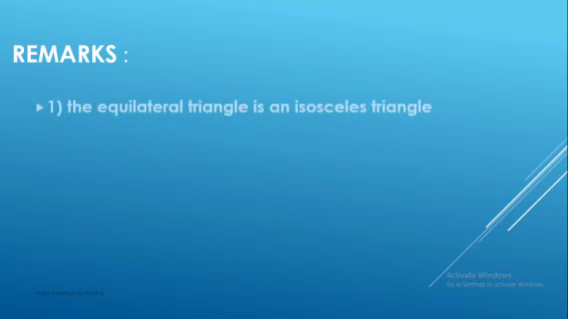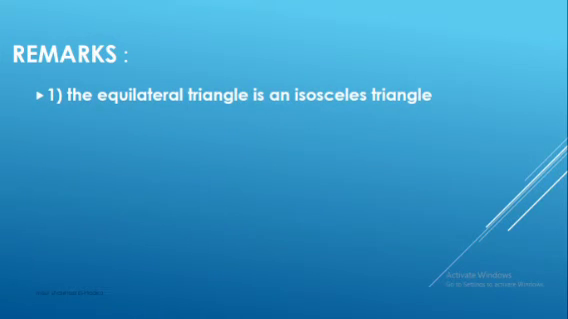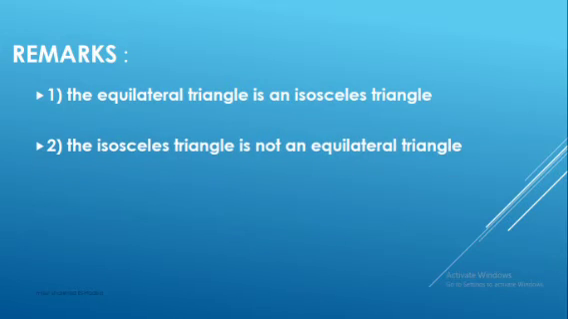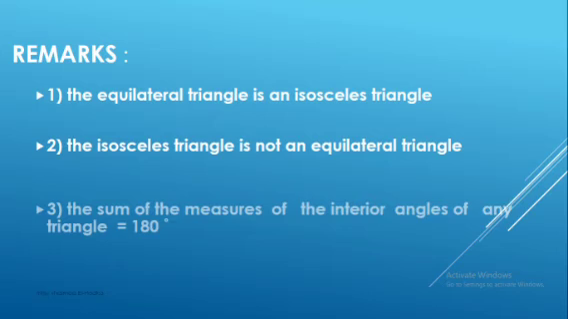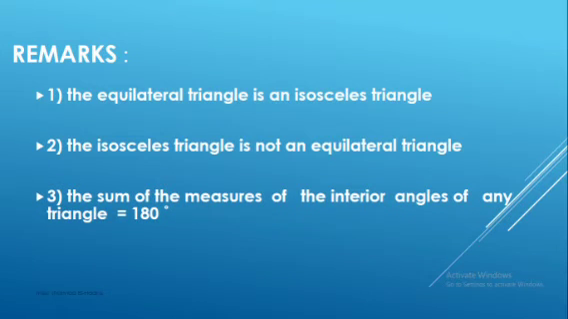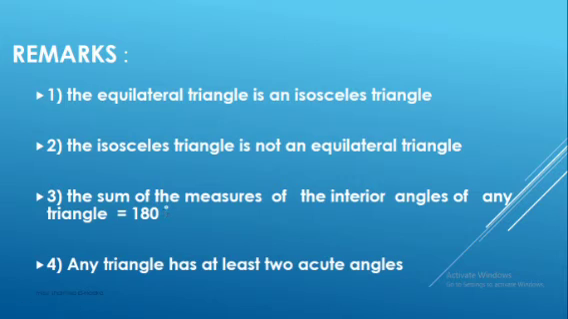Remarks. Number one, the equilateral triangle is an isosceles triangle. Number two, the isosceles triangle is not necessarily an equilateral triangle. Number three, the sum of the measures of the interior angles of any triangle equals 180 degrees. The symbol is called degree. Number four, any triangle has at least two acute angles.